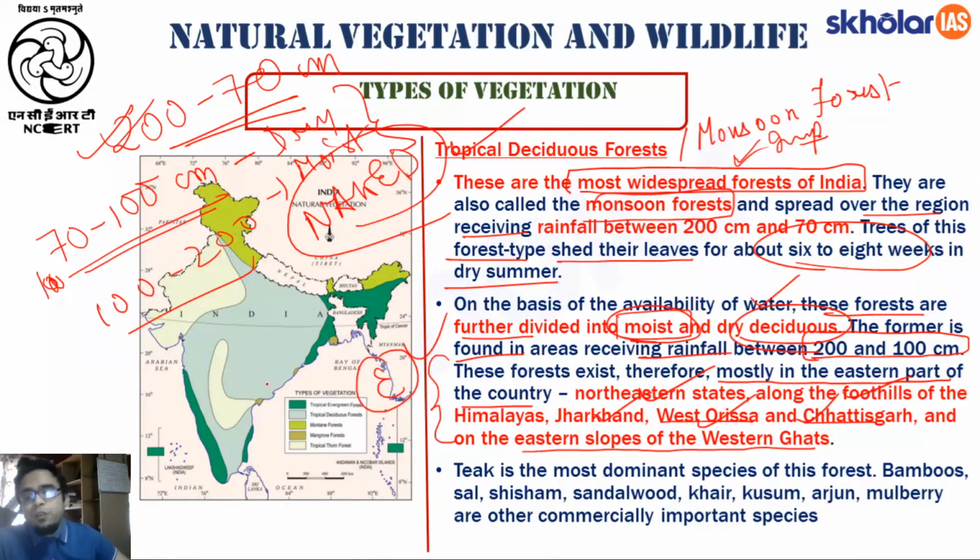If I have to talk about the tree species which are found here, your teak is the most dominant species of this forest. The rest include bamboos, sal, shisham, sandalwood, kher, kusum, arjun, mulberry, and other commercially important species.